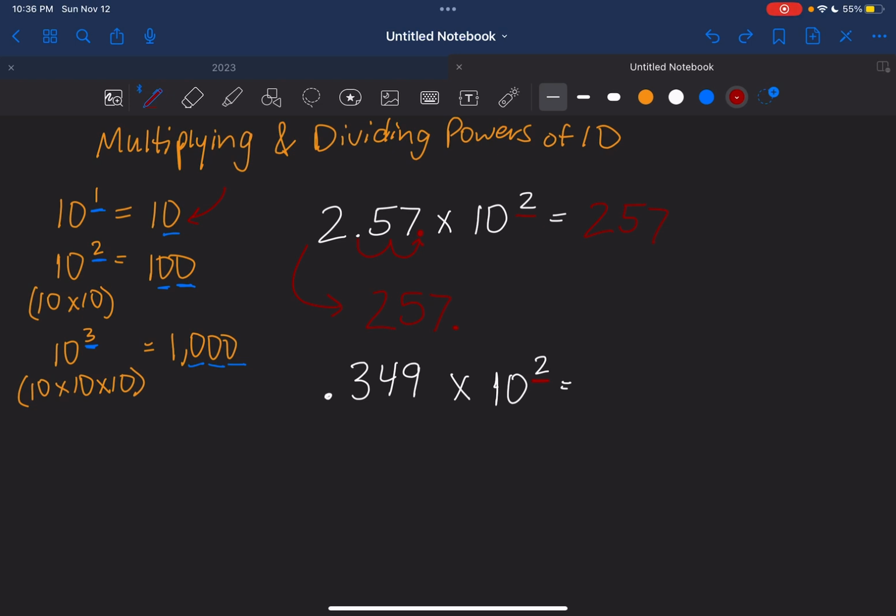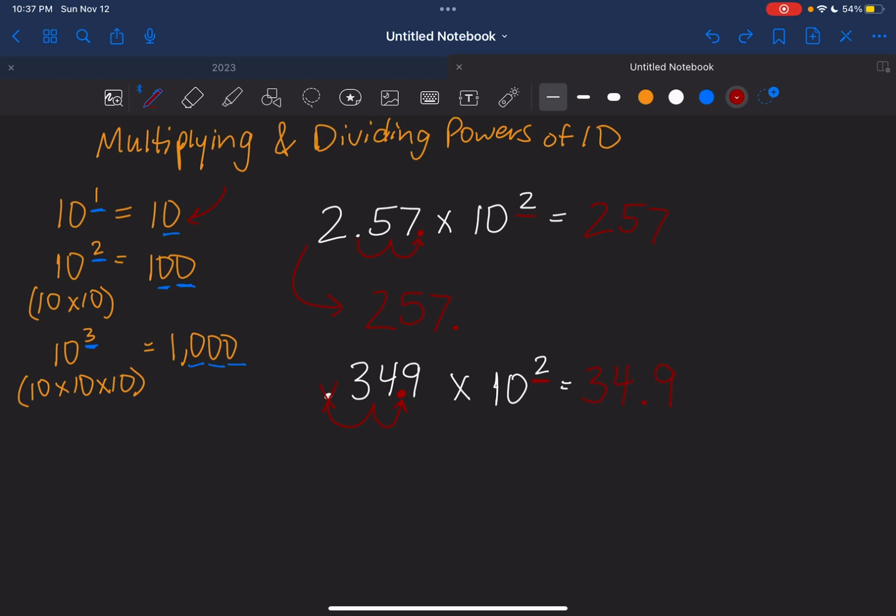So my exponent's 2, so I'm going to take 0.349 and multiply it by 10 to the second power. All I'm going to do is take that decimal point and move it 2 places to the right, because that was what my exponent was. And you just kind of ignore where the decimal point was the first time, because now this is your new answer. And it's going to be 34 and 9/10, or 34.9, because that's where that new decimal point is going to be. Okay, so that's one way that we can use powers of 10 in multiplication.